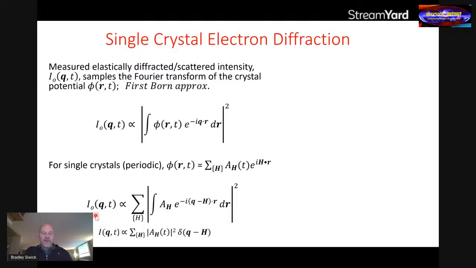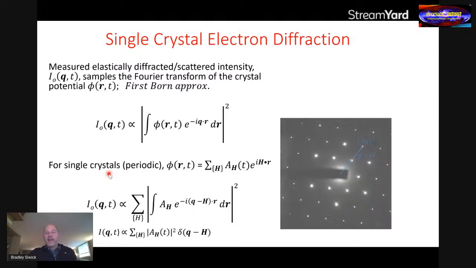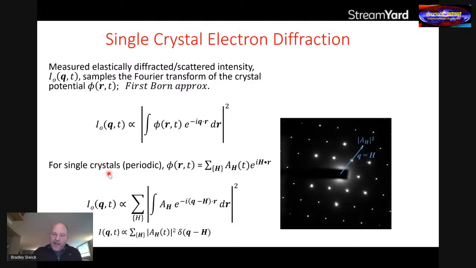The simplification that comes from an infinite periodic arrangement of atoms is that the scattering intensity is proportional to this set of delta functions, where each delta function is only non-zero when the scattering vector is equal to one of the reciprocal lattice vectors, one of the fundamental periodicities present inside the crystal. That is why, if you have a single crystal in front of an electron beam, the pattern of scattered electrons looks like this: a spot-like diffraction pattern, which is well known in crystallographic investigations of single crystal materials. This pattern of spots is a manifestation of what's known as the Laue condition for crystallography.